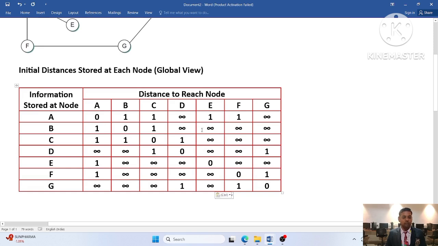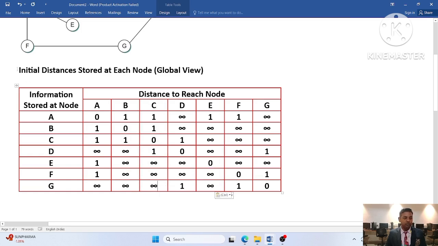This is the information. So this is A's routing table. You can see it vertically also: cost of reaching A to A is 0, A to B is 1, A to C is 1, A to D is infinity, A to E is 1, A to F is 1, and A to G is infinity. So this is A's routing table. Similarly B's, C, D, E, F, and G.